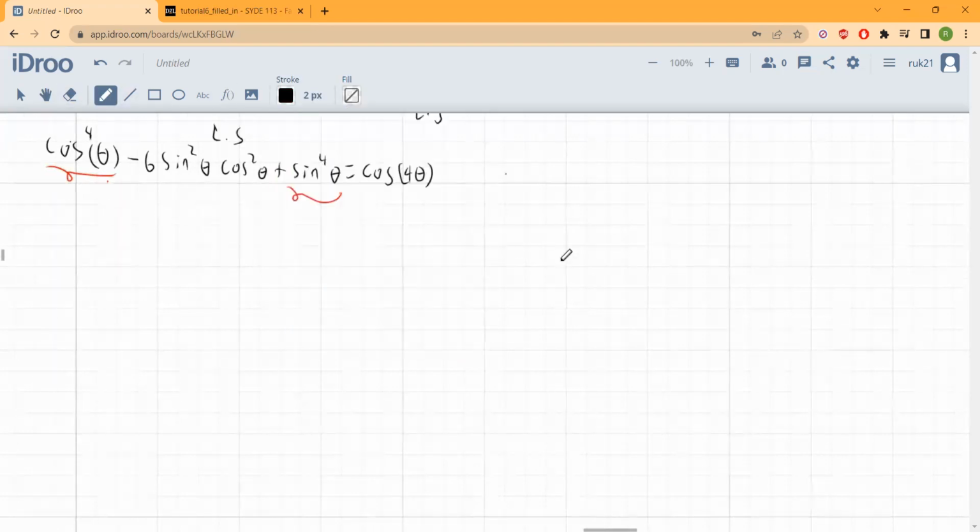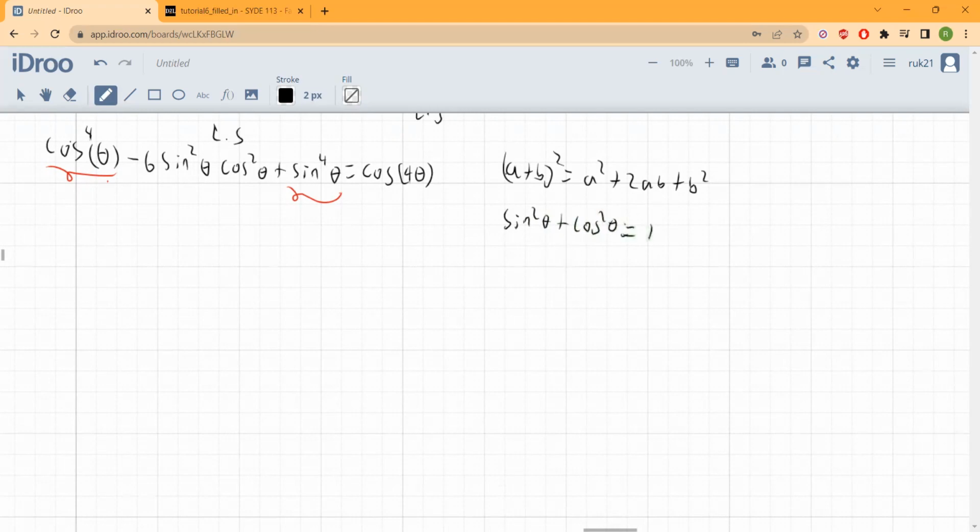Now, while I'm doing this, what I want you to keep in mind is we're going to complete the square. And what do I mean? If you have (a plus b) squared, it is equal to a squared plus 2ab plus b squared. And another really important thing that you need to know is another trig identity, which states that sine squared theta plus cosine squared theta is simply equal to 1.